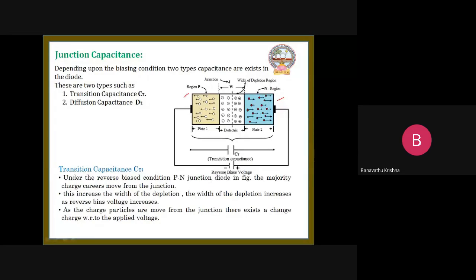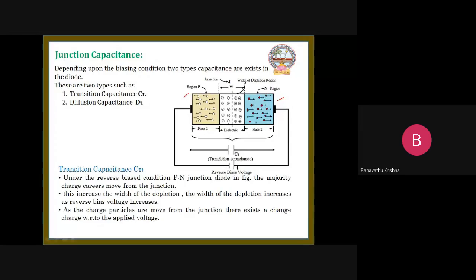Coming to the P-type region, the majority carriers are holes and the minority are electrons, but they are not shown here. And coming to the N side, the majority are electrons and the minority are holes, which are also not shown here. This is the depletion region. The width of the depletion region is denoted with W, and the junction is represented with J.